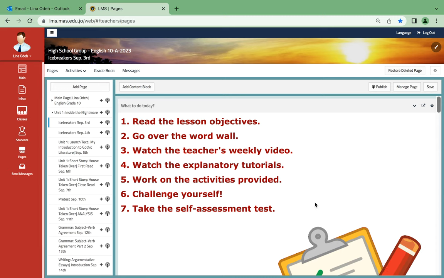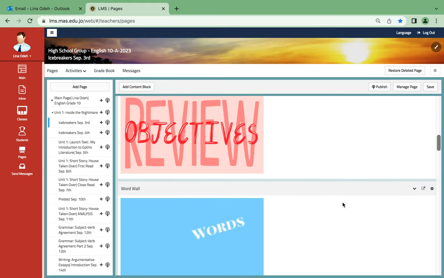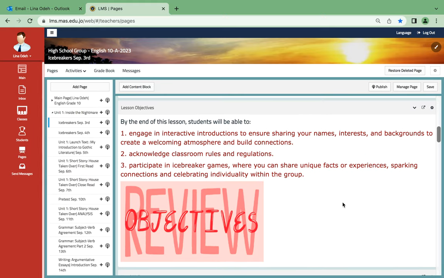The first one over here, you're going to read lesson objectives, go over the word wall, watch the teacher's weekly video, and then watch the explanatory tutorials and work on the activities provided. You will challenge yourself, of course, not necessarily in a block on this page. Then you will take the self-assessment needed. So what are the objectives for this lesson?